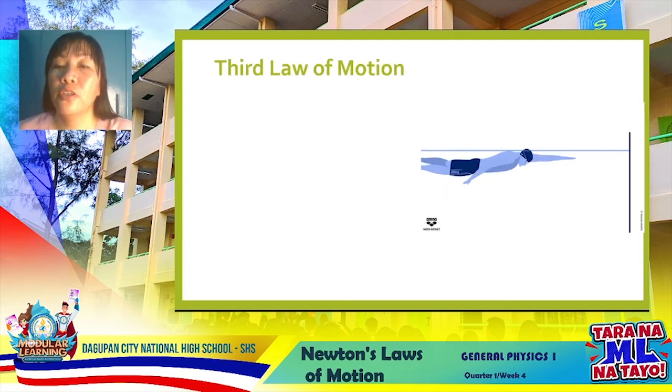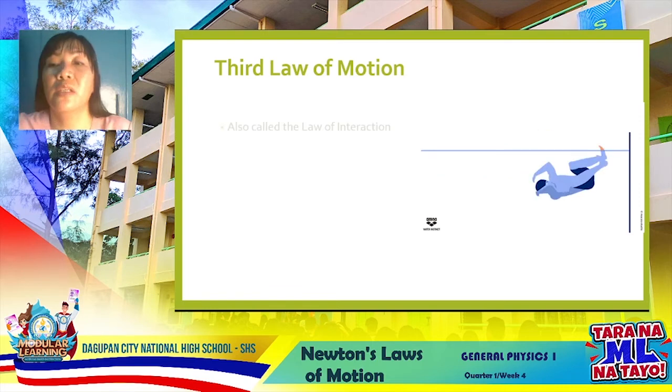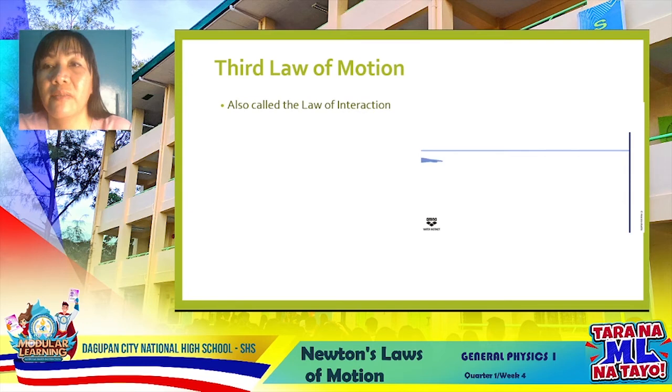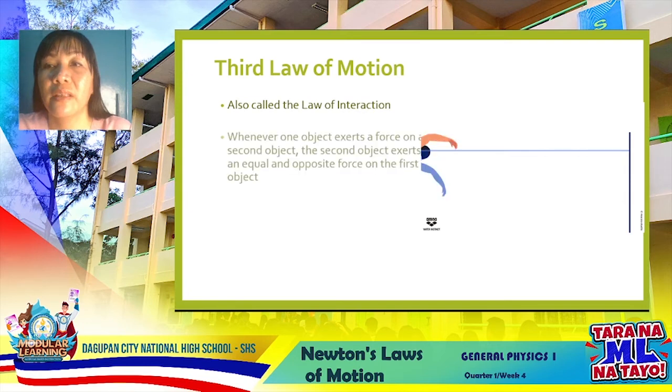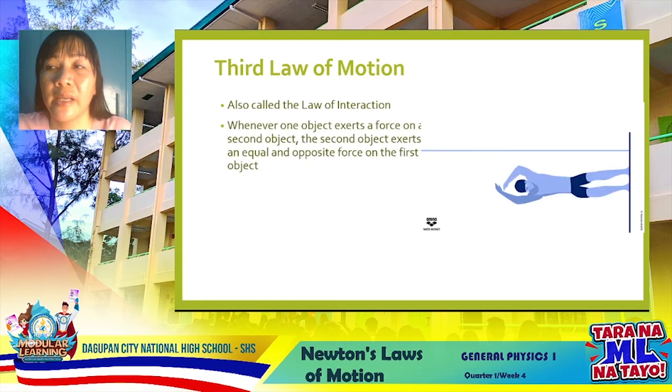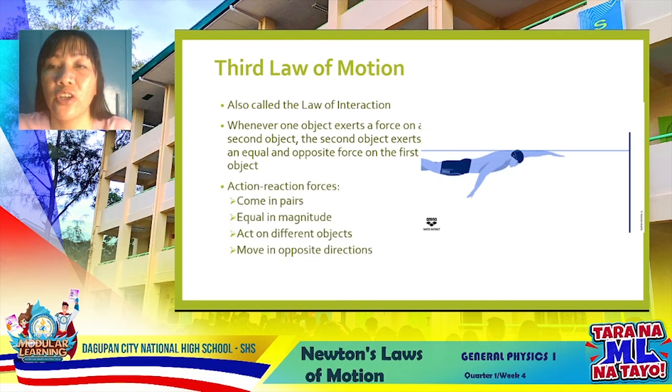Newton's third law of motion is also known as the law of action and reaction. It states that whenever an object exerts a force on a second object, the second object exerts an equal and opposite force on the first object. Newton's third law describes the relationship between two forces in an interaction. One force is called the action force. The other force is called the reaction force.